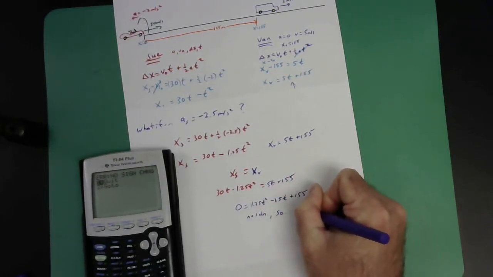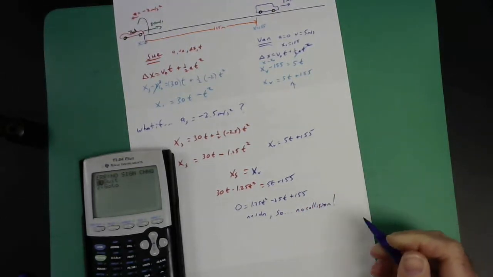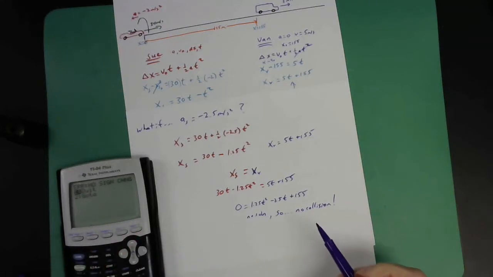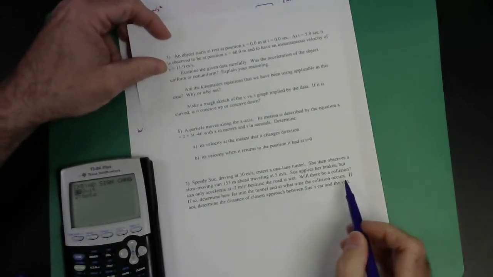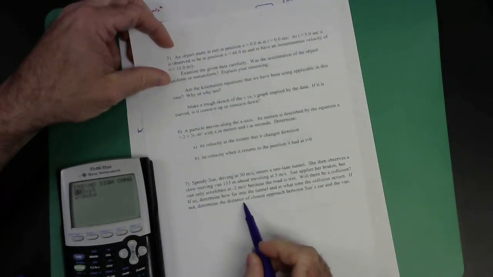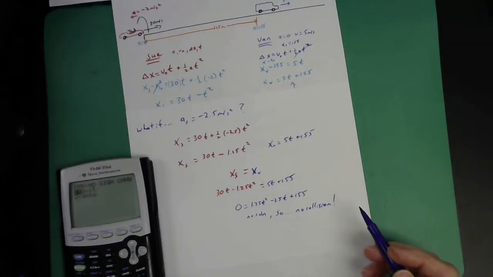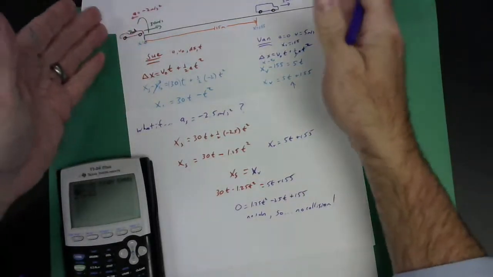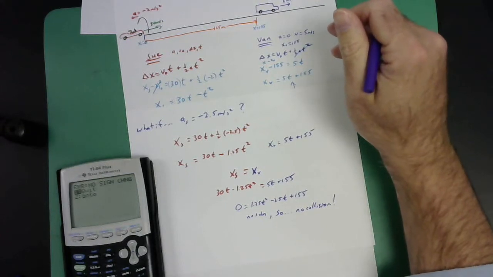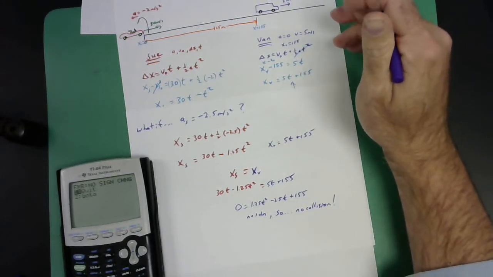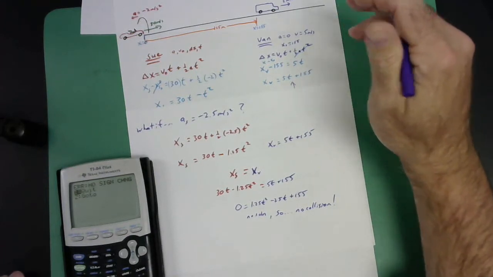So no collision. All she needed was just that little bit better acceleration, right? You're like, okay, great. But now the problem says, if they don't collide, determine the distance of closest approach between Sue's car and the van. I'm like, oh, how do I find out when they're the closest to each other, right? And so there's the approach we would have done last year in honors. And there's the super cool calculus approach.